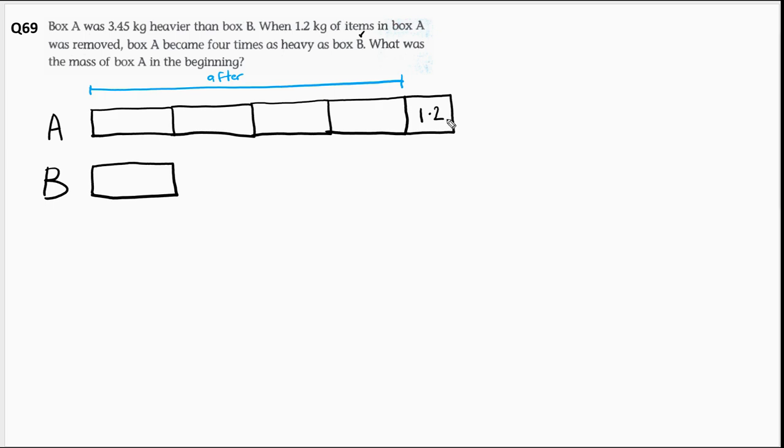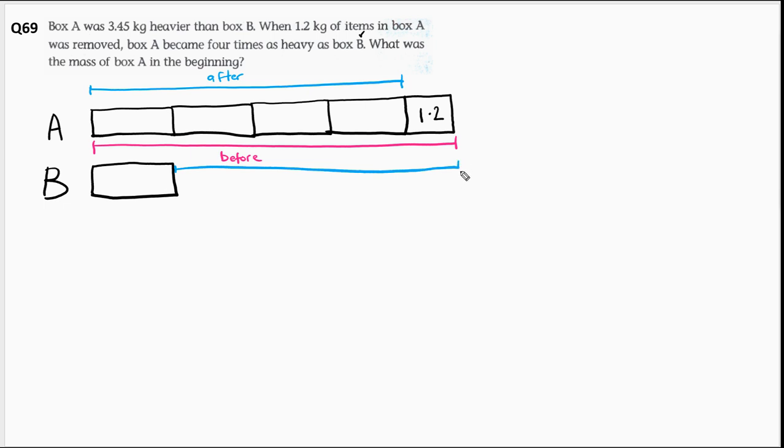Now, what else do we know? Well, we also know that box A, when it had these 1.2 kilograms, so maybe we should label that. This is the before. And when A had all of this, we're told that the difference between A and B was 3.45. So where can I put that in? Well, this is B.